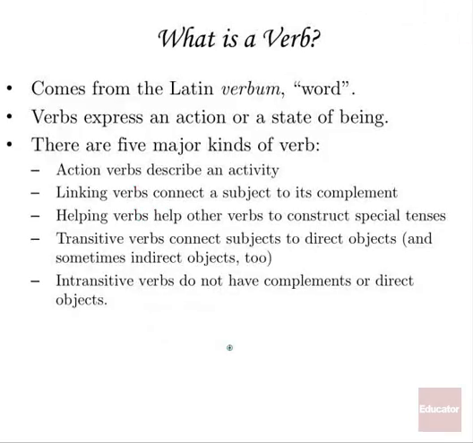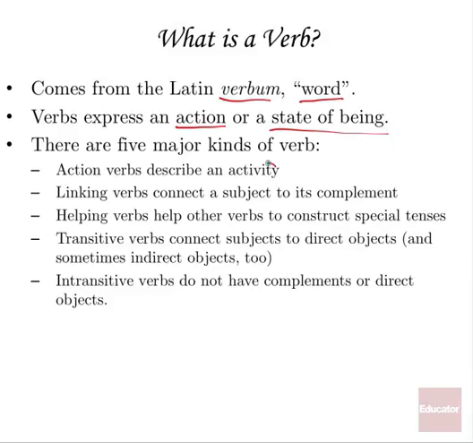All right, what is a verb? Well, the word verb in English comes from the Latin verbum, which means word. Basically, a verb is the most essential word in English. You can have a one-word long sentence in English, and in order to be grammatical, that word absolutely must be a verb. Verbs express an action or a state of being. There are 5 major kinds.